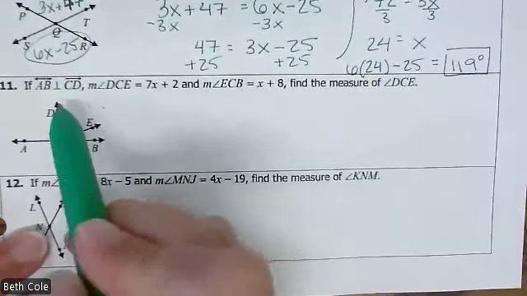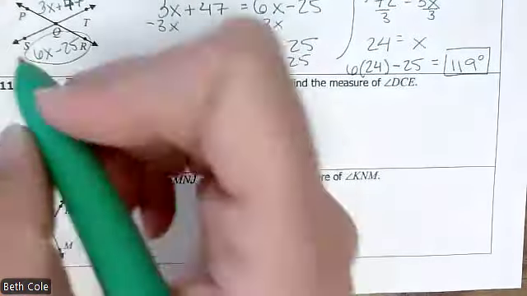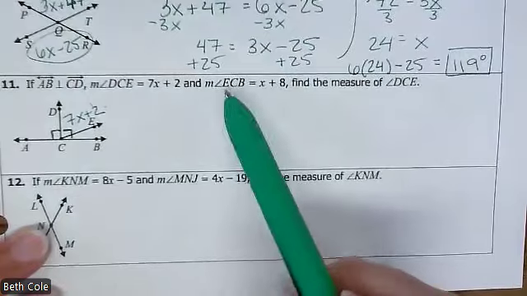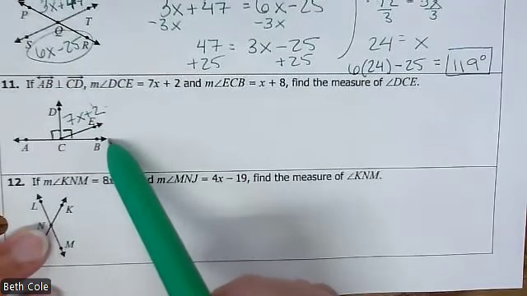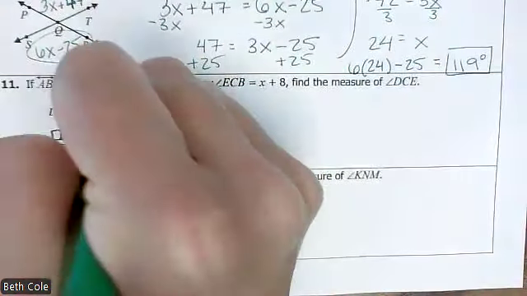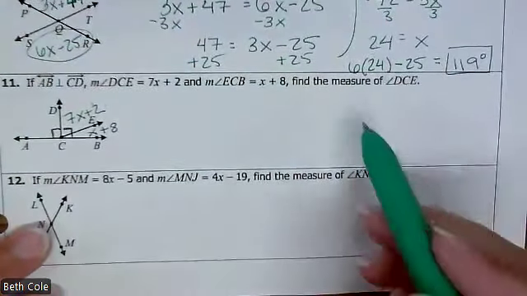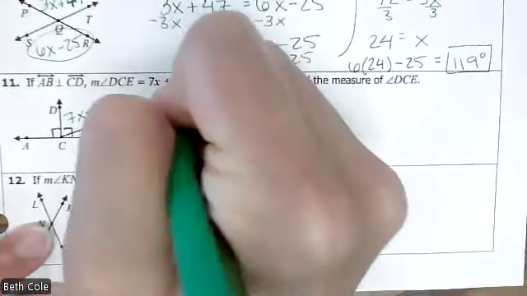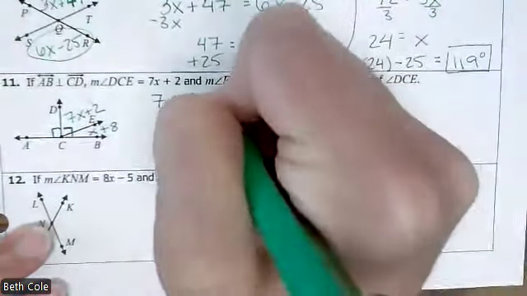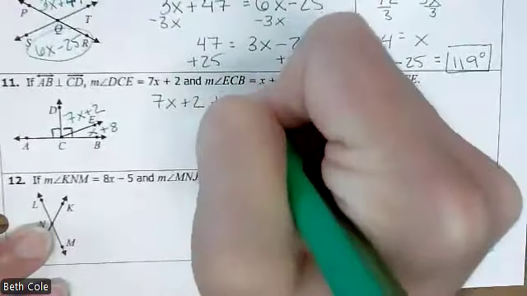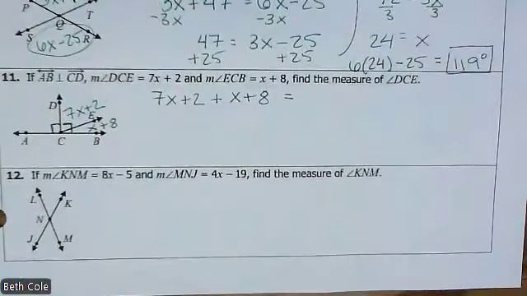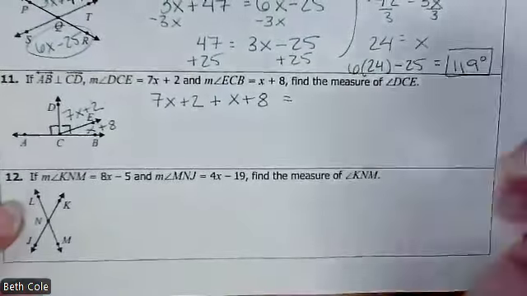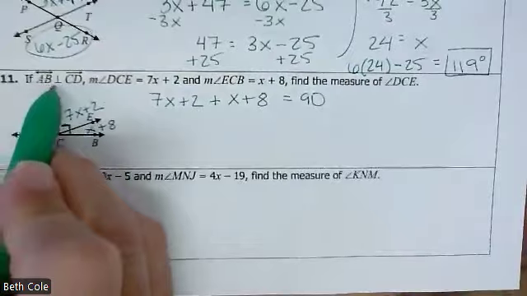It says DCE, so that's this one in here, is 7x plus 2. And then it says ECB, so that's this little one, is x plus 8. Find the measure of blah, blah, blah. We'll get to that at the end. But what you have to do is take those two things, 7x plus 2 plus x plus 8, and set it equal to what? 90. Good job.